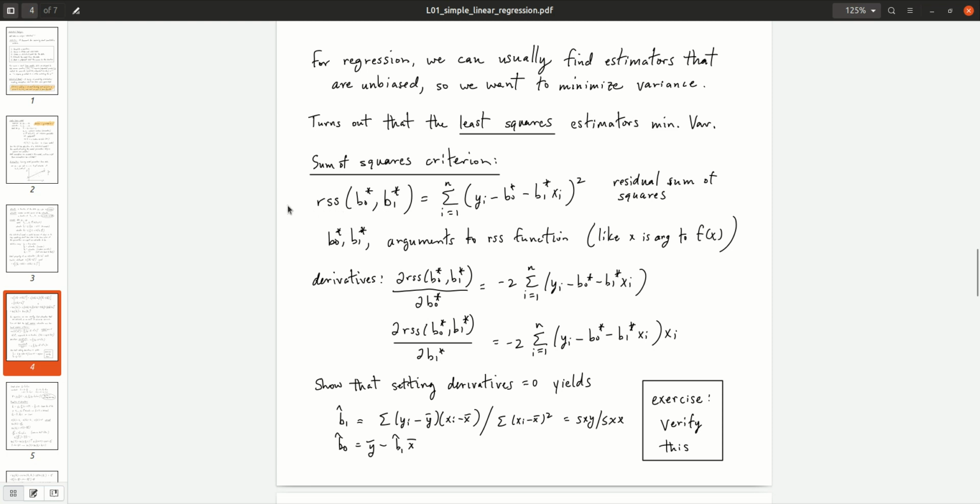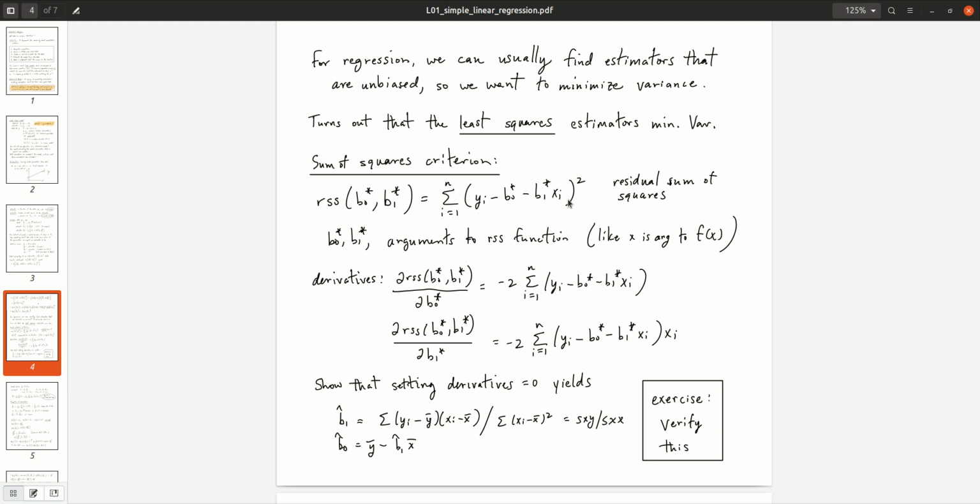So what is a function? A function is just you take inputs and you get an output. So if I were to write f of x equals x squared, x is just the input to the function and the output is x squared. Here it's the same thing. b0 star and b1 star are just the inputs to the function. And what is that function? We sum from i equals 1 to n, the number of data points. And we do yi minus the linear function, b0 star minus b1 star xi, square it, and then add it up.